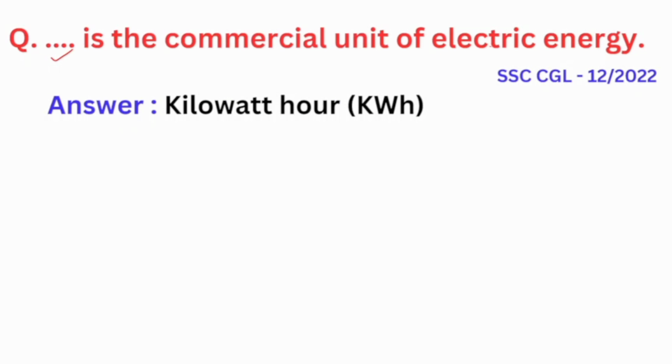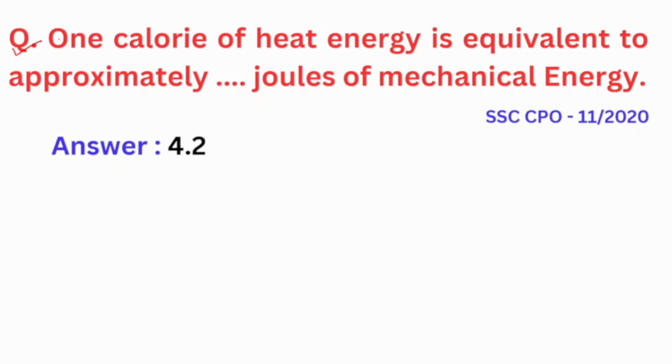Dash is the commercial unit of electric energy. The answer is kilowatt hour. So kilowatt hour is the commercial unit of electric energy, and 1 kilowatt hour is equal to 3.6 into 10 to the power 6 joules. Understood? Let's move on to next. 1 calorie of heat energy is equivalent to approximately dash joules of mechanical energy. Then the answer is 4.2. So 4.2 joules of mechanical energy is equivalent to the 1 calorie of heat energy.